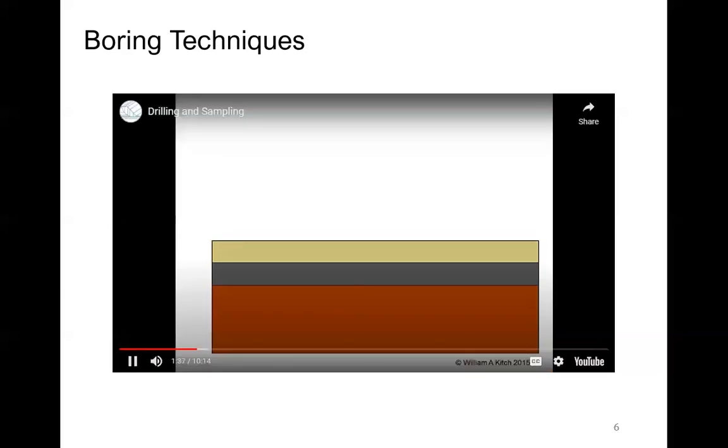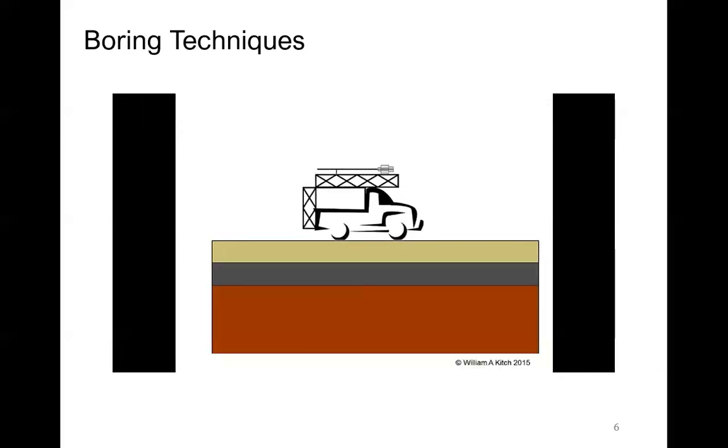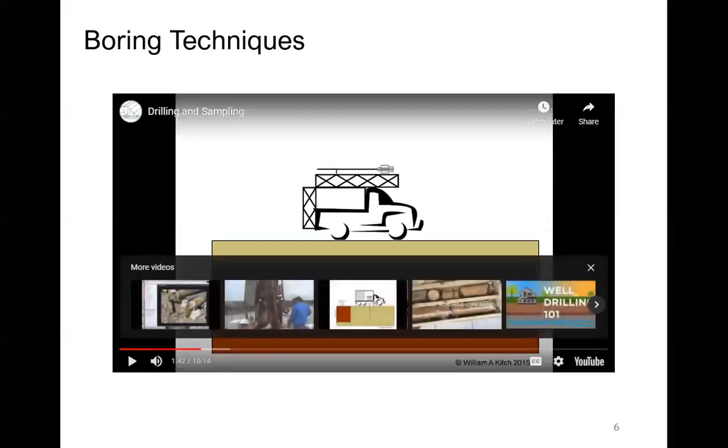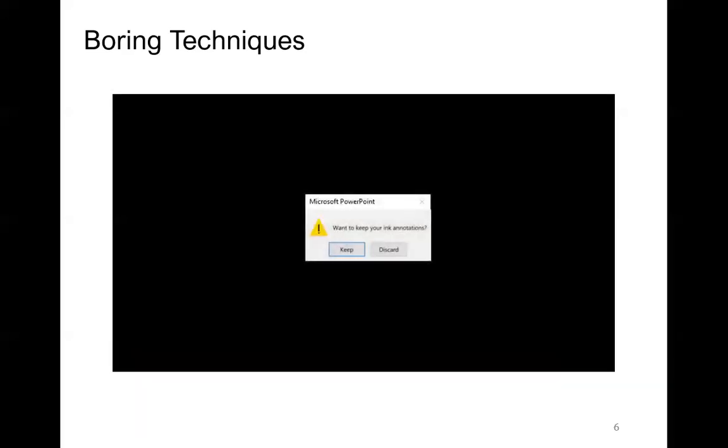The process is similar regardless of the type of drill rig used. First, we position the rig over the location where we wish to drill. Then we erect the drilling boom.